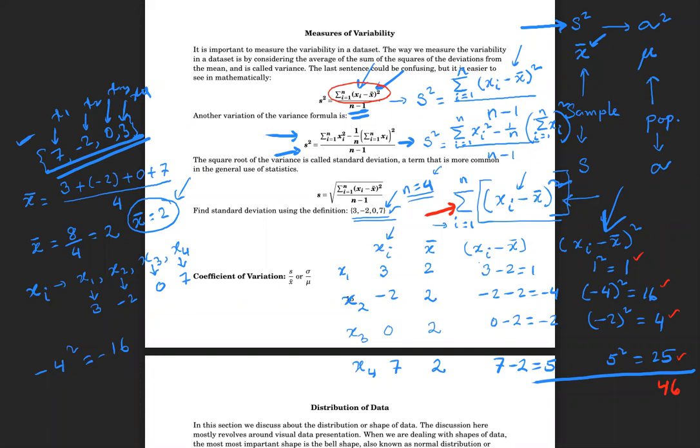in the formula is equal to actually 46. So S squared, beautiful. S squared is equal to this numerator, which is 46, divided by n minus 1, which is 4 minus 1, which is 46 over 3. So your S squared is 46 over 3.